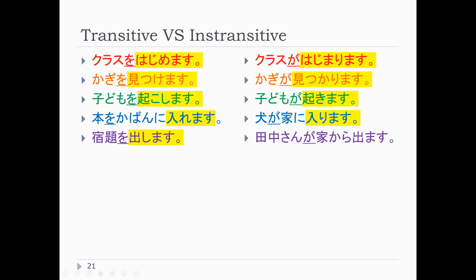There are also some other transitive and intransitive verb pairs, which we have mentioned before in Genki, but haven't really gotten into in a lot of depth. For example, we learned クラスを始めます versus クラスが始まります. So クラスを始めます is what your teacher does. They begin the class. Whereas クラスが始まります is what the class does.